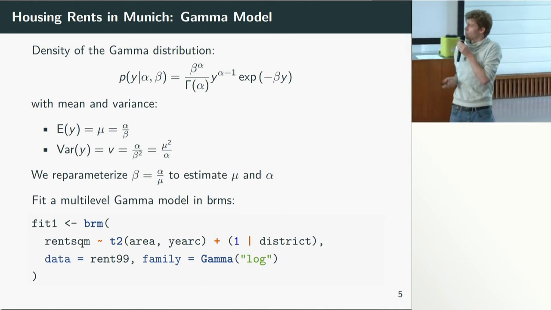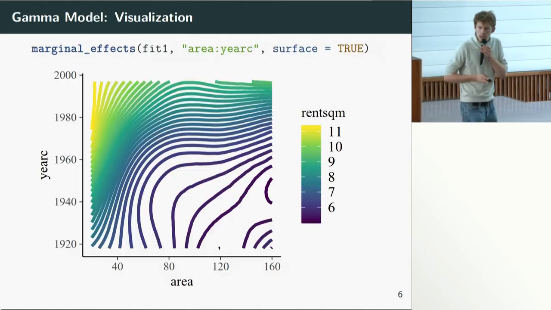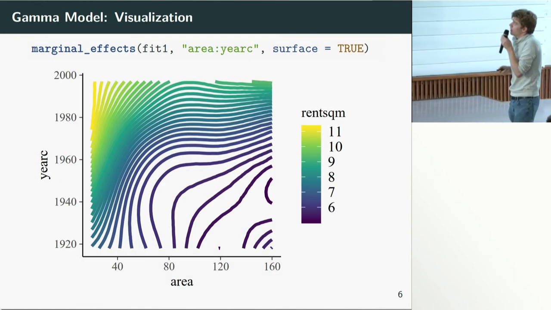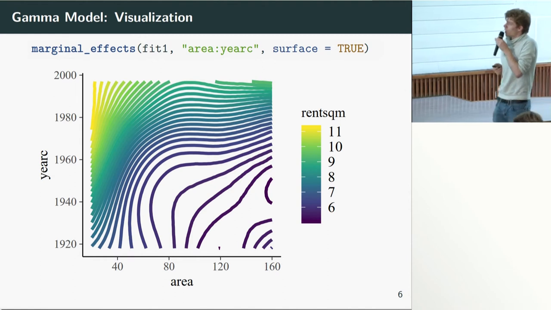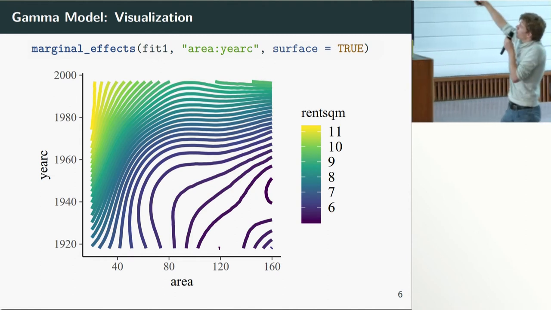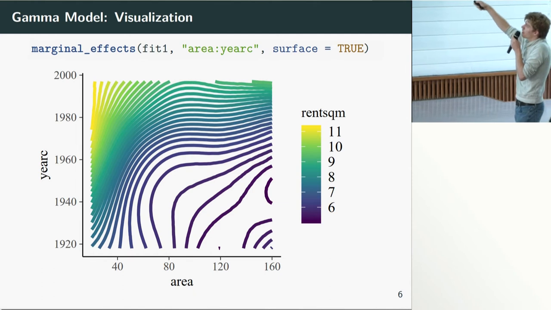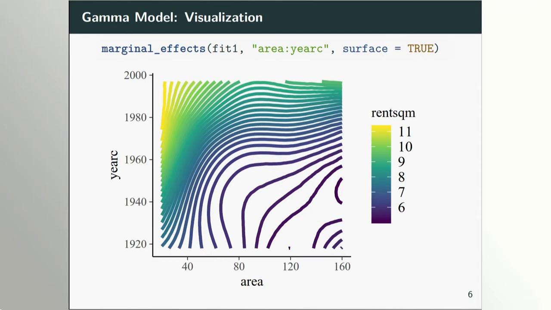Okay, so we fit this model. It runs rather fast, and it produces that kind of nice plot with one line of code. What we see here is color-coded, and the color is the rent per square meter as predicted by the model. On those two axes, x and y, we see the predictors. For early construction years, rather young buildings and small areas, we have the highest, or at least the model predicts the highest rent per square meter.